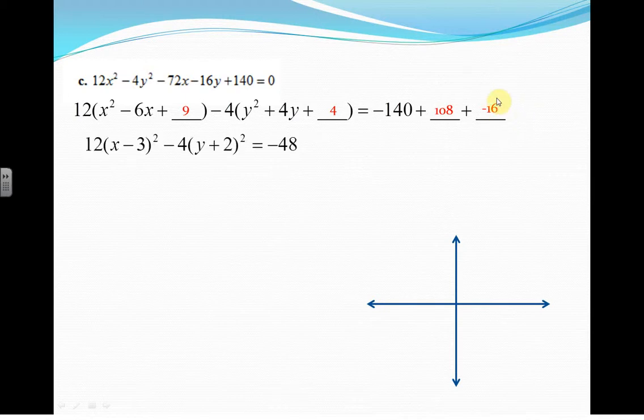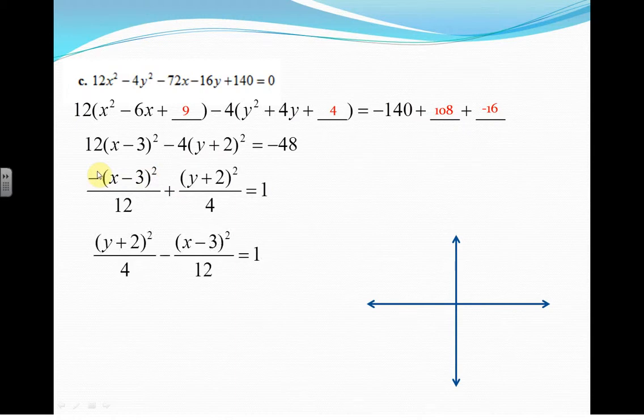And then we're going to divide by negative 48. So that's going to change this to negative blah, blah, blah, plus blah, blah, blah. Now I'm saying blah, blah, blah because there's a negative here. This looks like an ellipse right now, but it's not because it's minus. So we have to rearrange it so that it looks like standard form. Not so tricky.